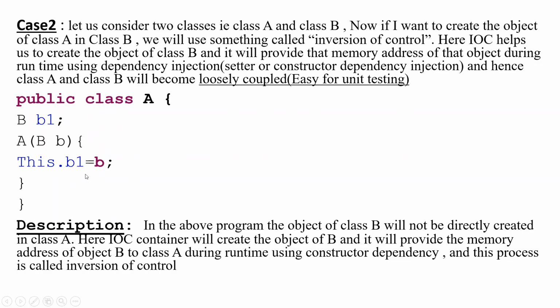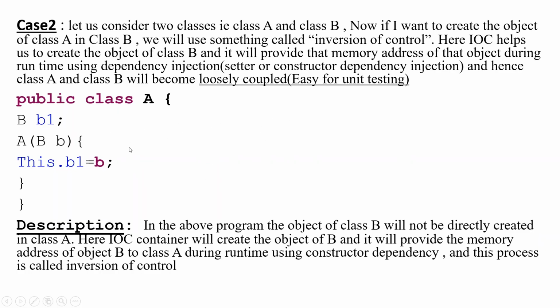You can simply say setter dependency injection. See guys, now I am not creating an object of B in A. Who is creating the object of B in A? The container is creating an object of B, and it is injecting that memory address into B. This B, which is the parameter for the constructor, and that memory address will be transferred into the declared B1. Creation and injection, everything will be done by the container. Creation is nothing but the container creating an object.